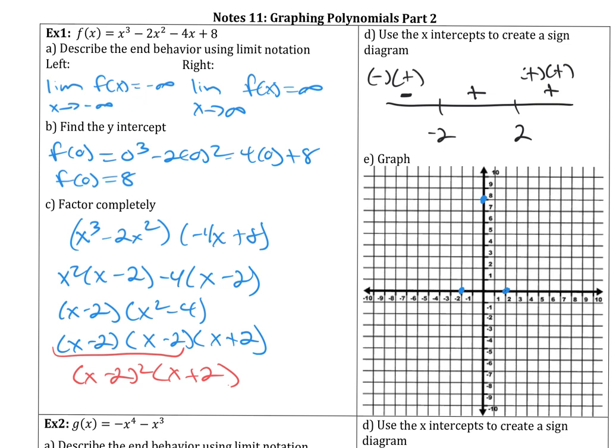So all of these behaviors can be tied together to make sure that we have a graph that follows through all of that. So I'm going to go through my intercepts, cross through, I know I have to bounce off here. And so we get something that generally looks like that.